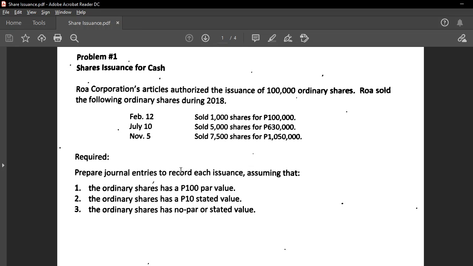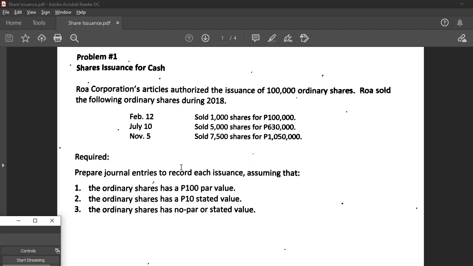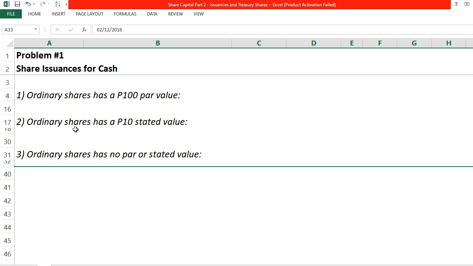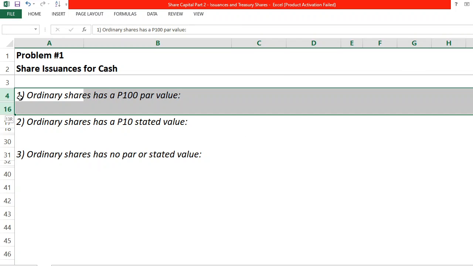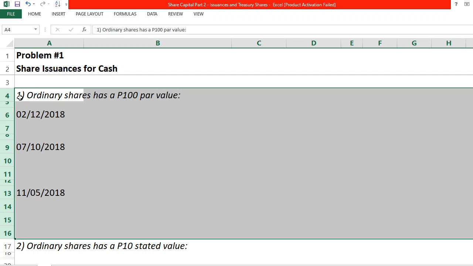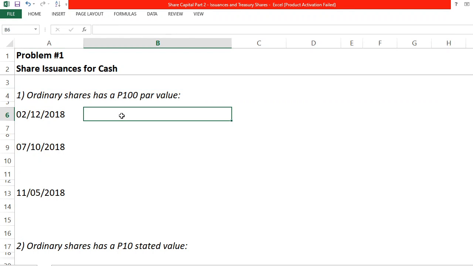So you could pause the video if you want to read the whole problem first before we proceed to the answers. So first, we are required to prepare journal entries assuming that the ordinary shares has a par value of 100 peso. I already prepared these pro forma entries.